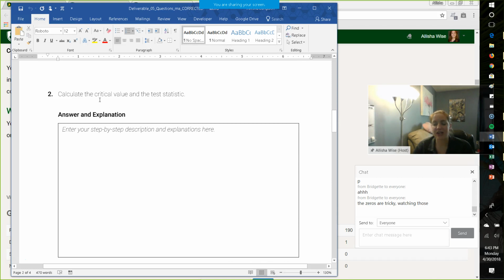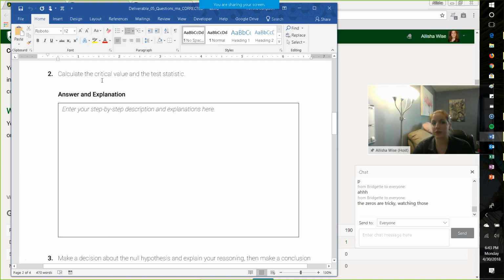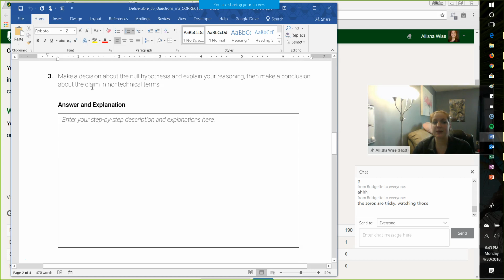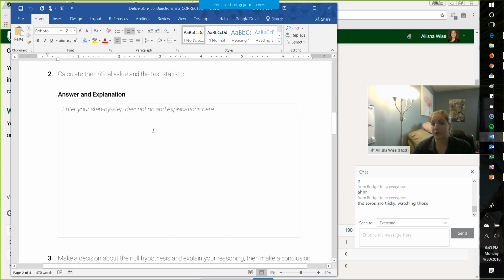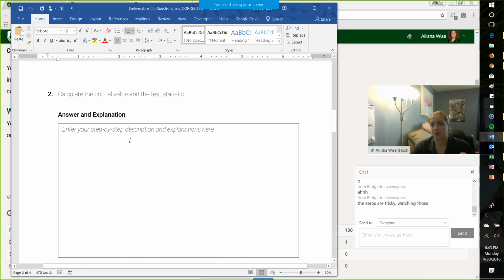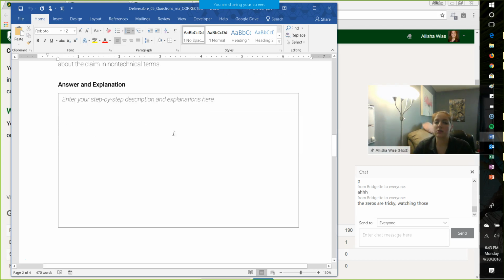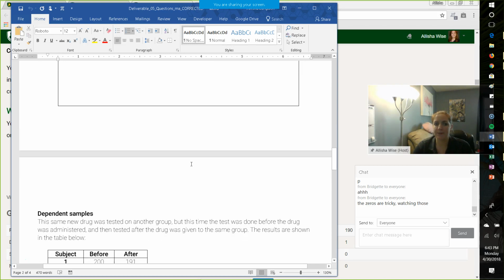Now in this one, you're actually only doing the critical value method. You're not doing the p-value. So you're going to do the critical value in 2. And then in step 3, you're going to make a decision based on the critical value you just found about the null hypothesis. Do we reject it? Do we not reject it? And then explain your reasoning just based on critical value and the test statistic, and make a conclusion about the claim in non-technical terms. So there is sufficient evidence, there is not sufficient evidence. So you can get through 3 today.